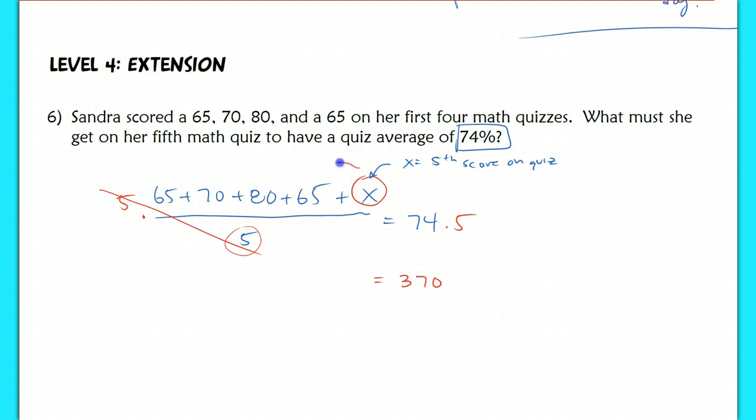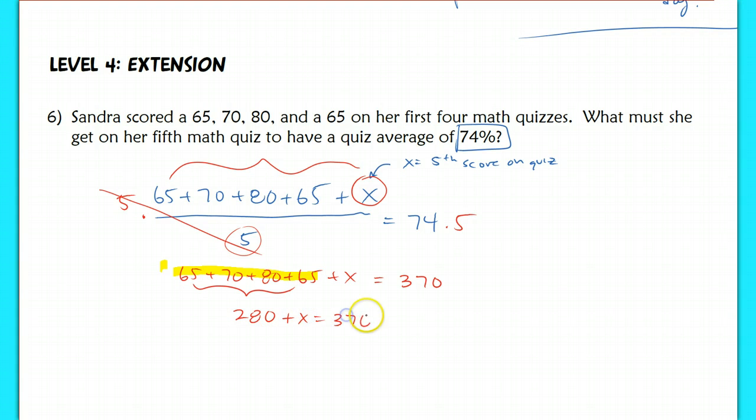So now I'm just going to copy down the rest of this, 65 plus 70 plus 80 plus 65 plus X, and then I'm going to simplify all of my like terms here. So all of these numbers are like terms, and I can find the sum of all of those numbers. So 280, which is the sum of these numbers here, plus X should equal 370. And now we'll subtract the 280 from both sides to get X equals 90. So this tells you that she needs to get a 90% on her 5th and final quiz in order to pull up her average. If you notice, that might be tough for her because she hasn't gotten anything quite that high yet. So she's going to really have to study in order to get that. So she needs a 90% on her quiz.